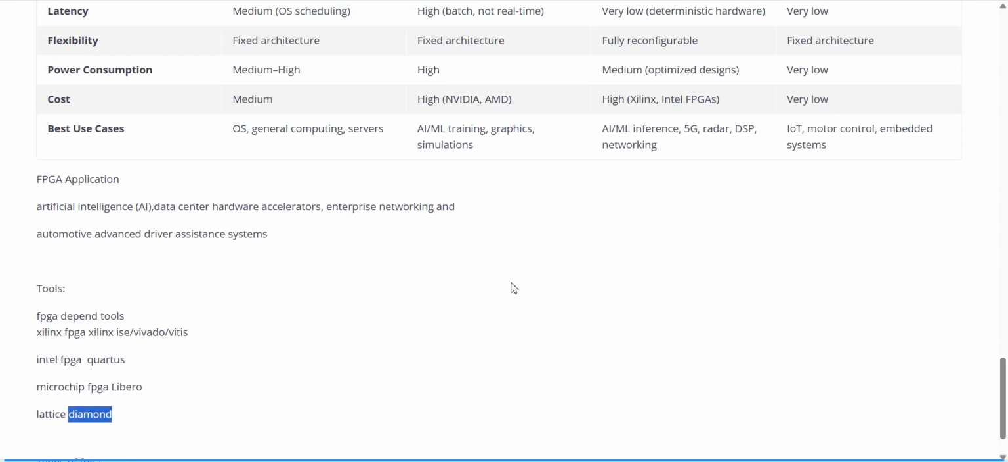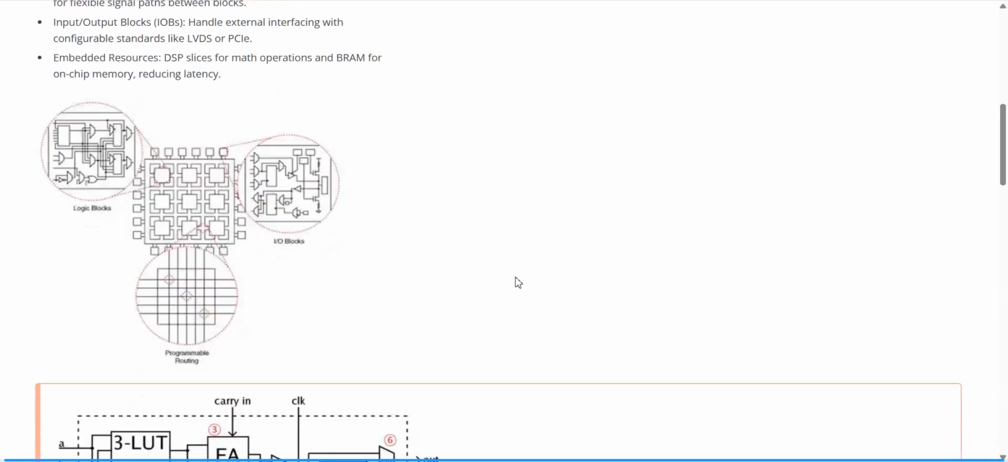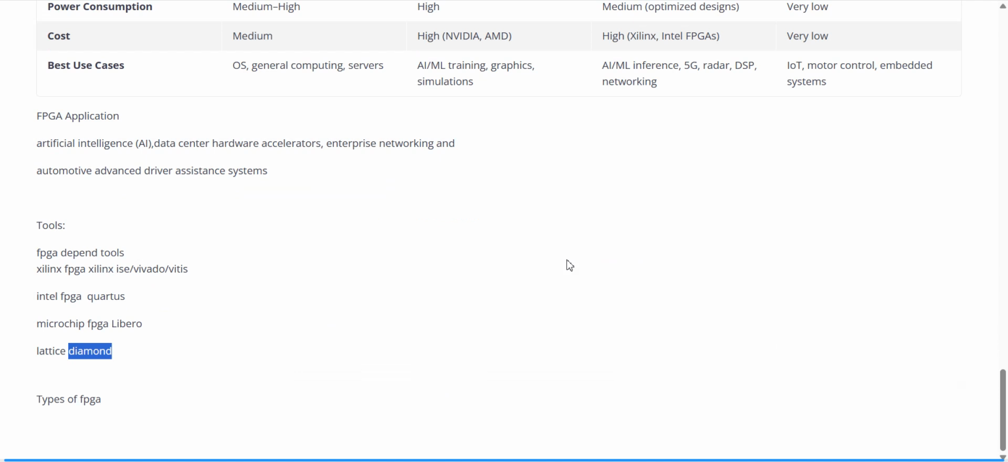So here is some other information about the FPGA architectures, the difference between CPU, GPU, FPGA, and other controllers. And next, we will discuss what kinds of FPGA there are and the differences. They are based on RAM-based, flash-based, and application-based. Just like Xilinx, many have, and this is a flash-based FPGA.